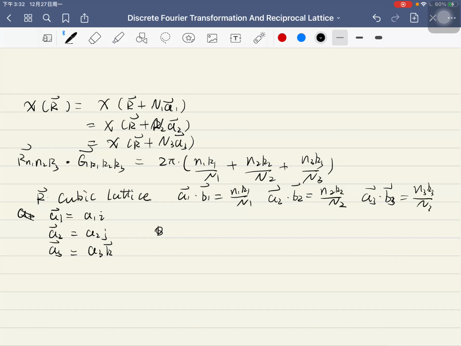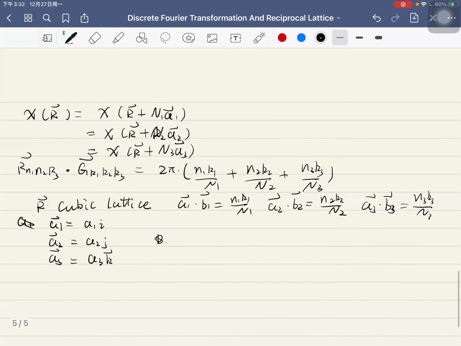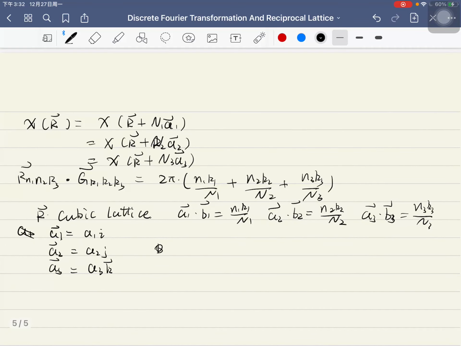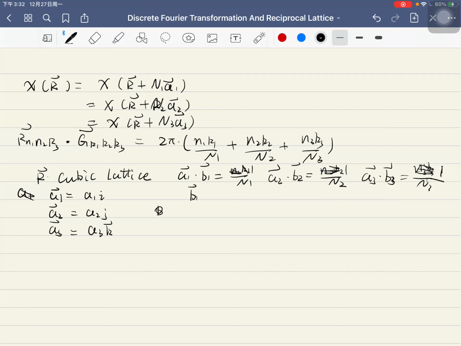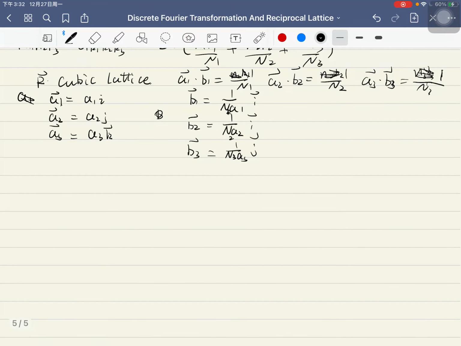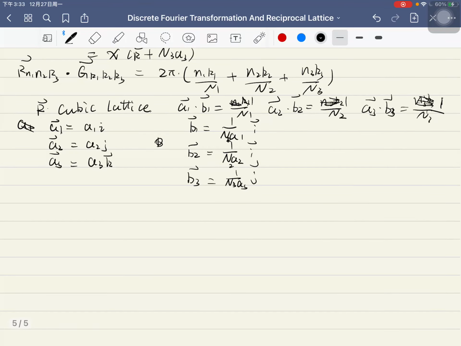So here this should be this. So b1 goes to n over a1, b2 goes to n over a2 i, b3 equals to n over a3 j.